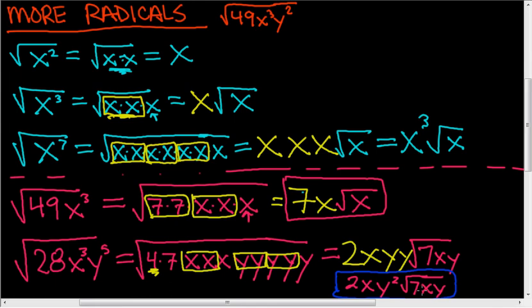Alright, my last little bit is about what to do if there are 2 square roots multiplying each other. So I'm going to clear this. If you don't have it, write it down.